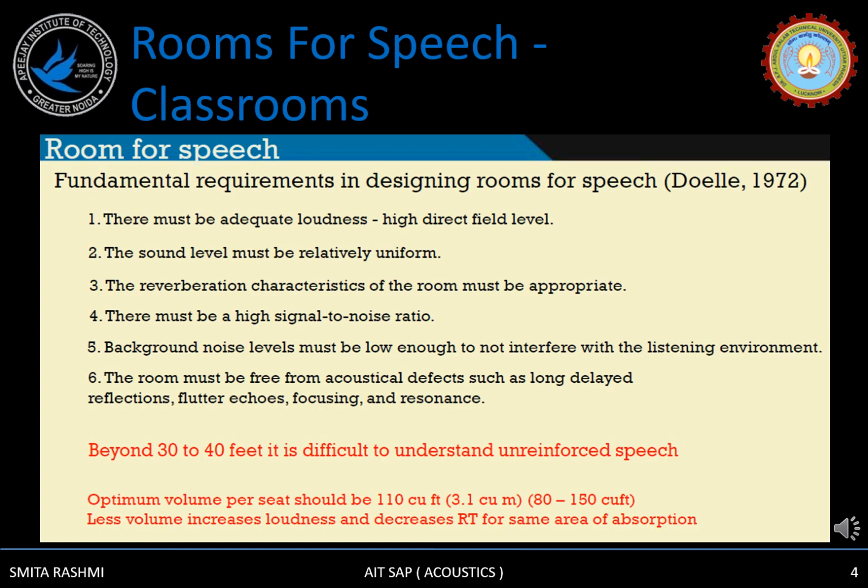These are the fundamental requirements in designing rooms for speech, which were given by Dole, a professor in environmental acoustics, in 1972. The first point is there must be adequate loudness, that is the direct field level should be high, that is the source sound pressure level should be high, especially in the case of small rooms because of the unreinforced sound. The direct level should be loud enough, the source sound pressure level should be high enough.